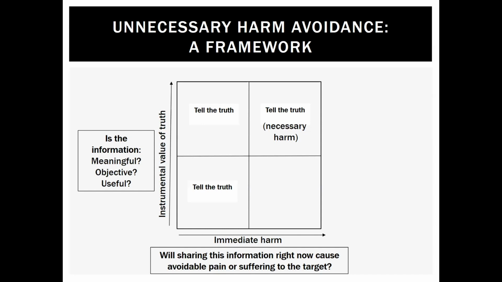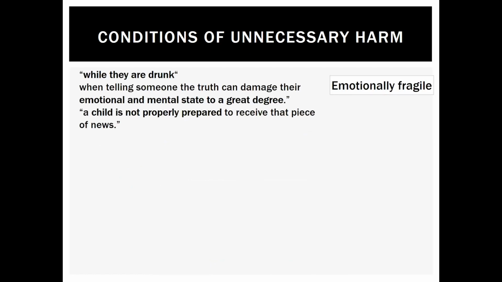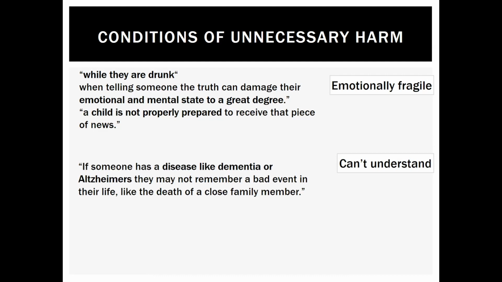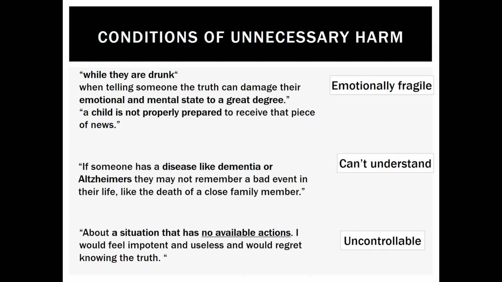But it's in this lower right-hand quadrant where lying seems ethical because the truth would cause unnecessary harm, immediate pain and suffering with no potential for growth. And so beyond this general framework, the inductive or qualitative data also highlights conditions in which this judgment of unnecessary harm is activated. For example, people talk about the fragility of the target. Right? If someone is in a compromised emotional state, sharing a difficult truth might be unnecessarily harmful. If someone can't understand the truth or is in a compromised cognitive state, right, sharing a difficult truth might be unnecessarily harmful. This goes back to the beginning example: if there's nothing a person can do with the truth, there's no control in the situation, right? Telling that difficult truth might be unnecessarily harmful.